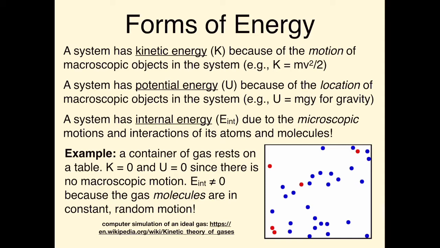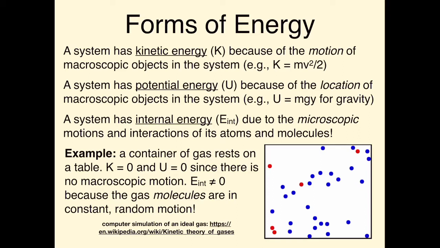Let's start with kinetic energy. We say that a system has kinetic energy because of the motion of macroscopic objects within the system. A really simple example is if I were to pick up a baseball and throw it across the room, we would say it has kinetic energy by the way it's moving. If it's moving faster, it has more kinetic energy. If it's moving slower, it has less. And if we look at the formula, and this is a formula you should be familiar with, K is equal to 1/2 mv squared, we see that the kinetic energy depends on the speed. That's v in the formula, the speed of the object. So kinetic energy is energy of motion.